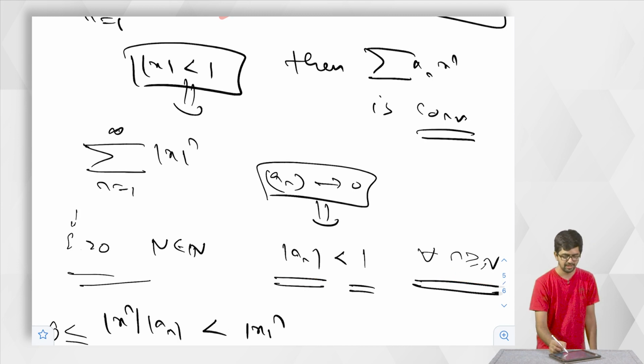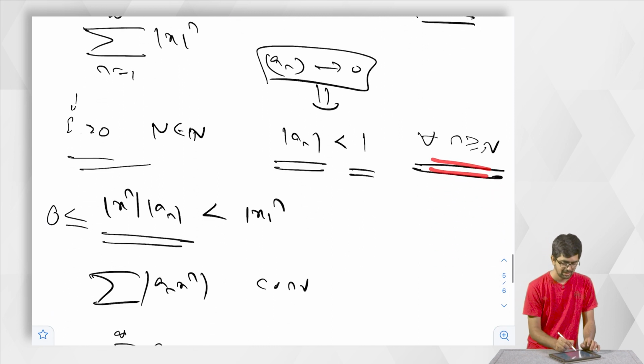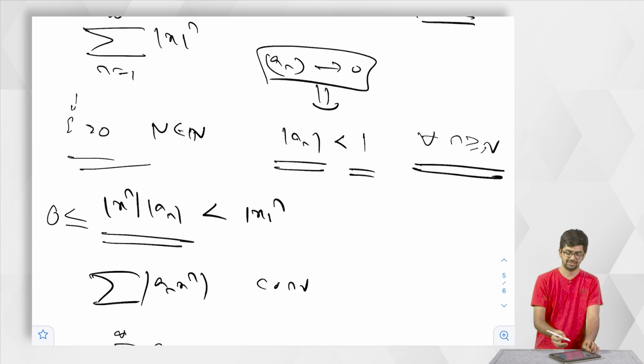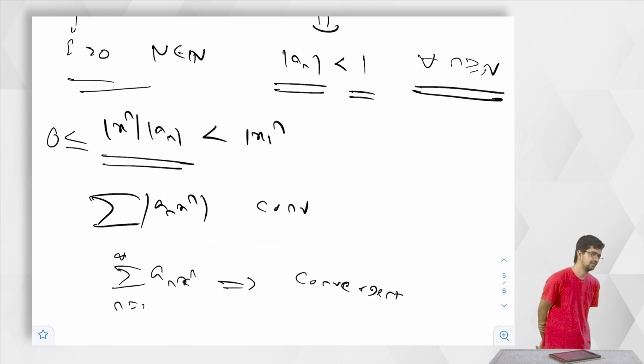If a_n is bounded, then there is some element M so that mod a_n is less than or equal to M for every n belonging to the naturals, and this is also sufficient. Then I can just put M here. If the sum of x^n is convergent, then M x^n is also convergent. So now what does it say?